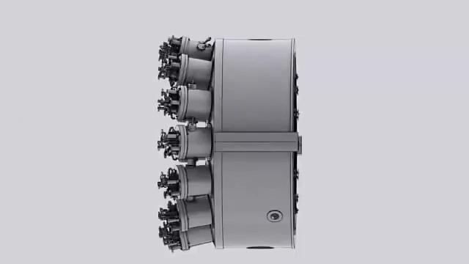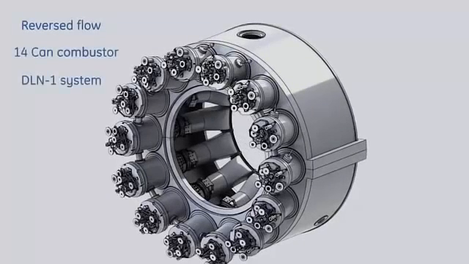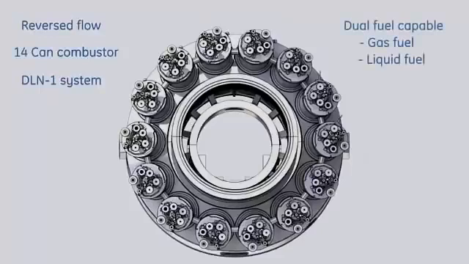The combustion system of this gas turbine is a reverse flow type with 14 DLN1 can-annular combustion chambers arranged around the periphery of the compressor discharge casing. Combustion chambers are numbered counterclockwise as viewed looking downstream, starting from the vertical center line. With dual fuel capability, this turbine burns either gas fuel or liquid fuel.